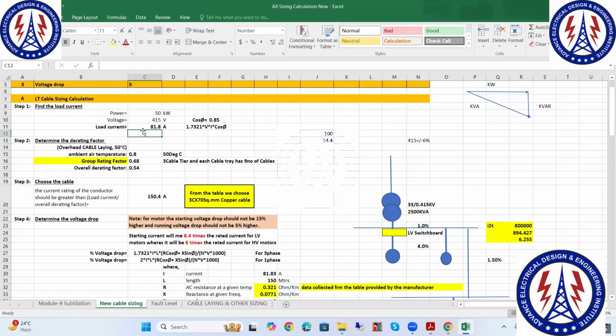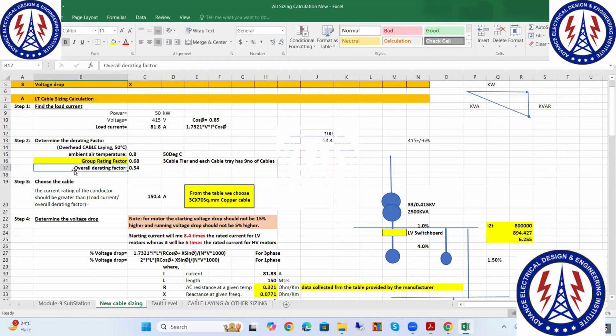Okay, so 81.8 amperes is the load current requirement. Your motor wants this current, and the cable will provide this current. So your first step is rated current, meaning our cable should be able to provide this current.